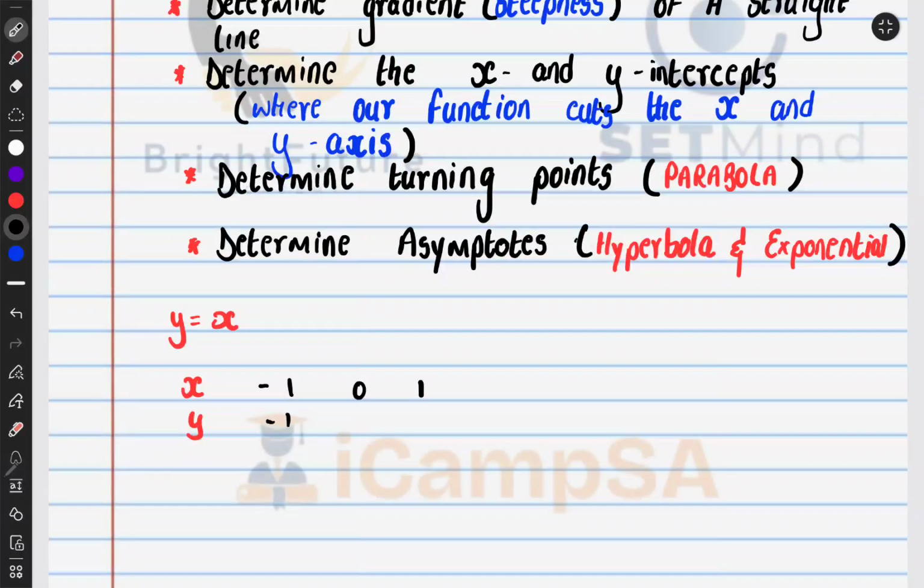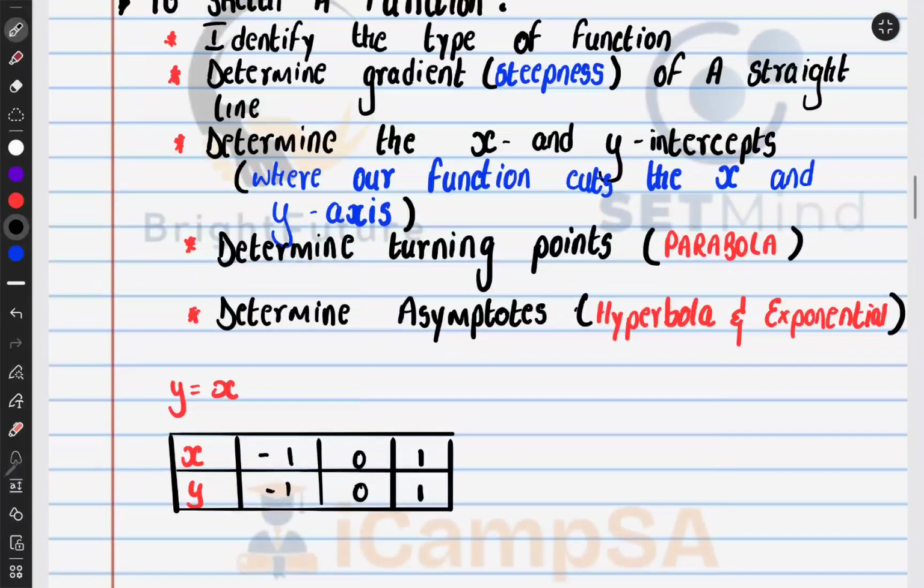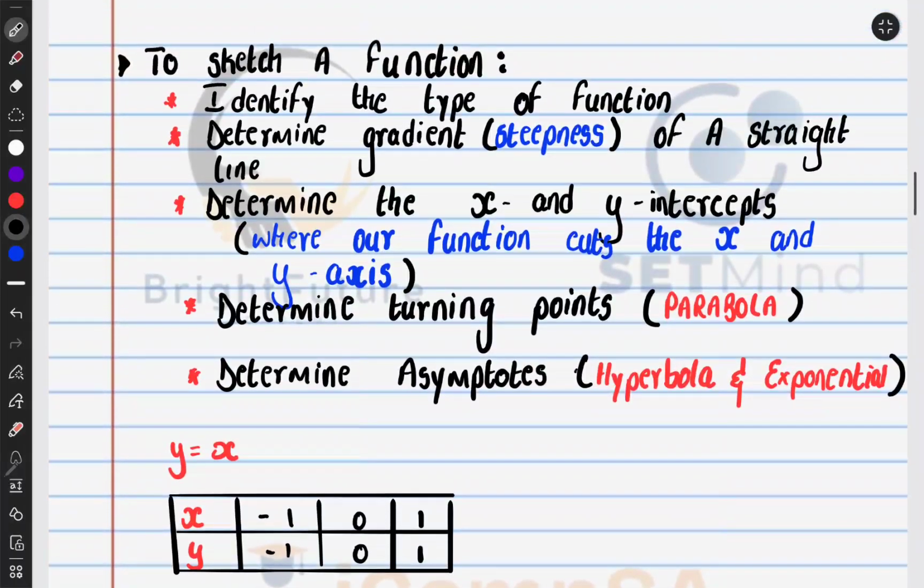Where x is equal to 0, y is gonna be equal to 0, and then where x is equal to 1, y is equal to 0. Likewise. So this is a table form that maybe you are used to when you have to sketch the function. This is the table form. But there is a general way that I want you to just learn at this point and start following, because it will basically simplify everything for you.